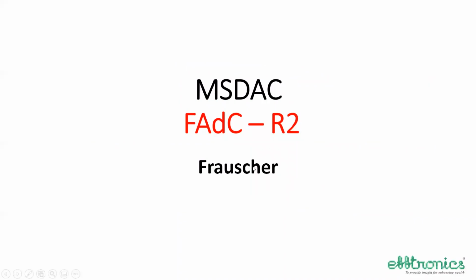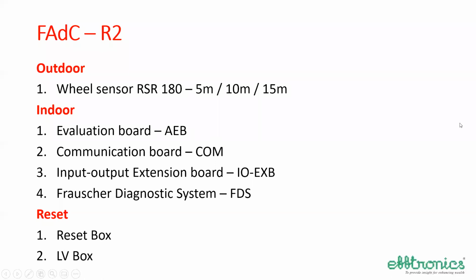This is the MSDAC of Frauscher, FADC release 2, Frauscher's Advanced Counting System. For this, outdoor, only the wheel sensor is available. 5 meters, 10 meters, 15 meters cable lengths are there. And in the indoor, there are just 3 cards: AEB evaluation card, communication card, and input-output extension board. FDS is the Frauscher Diagnostic System, which gives the diagnostic data through a port, which can be connected to a PC.